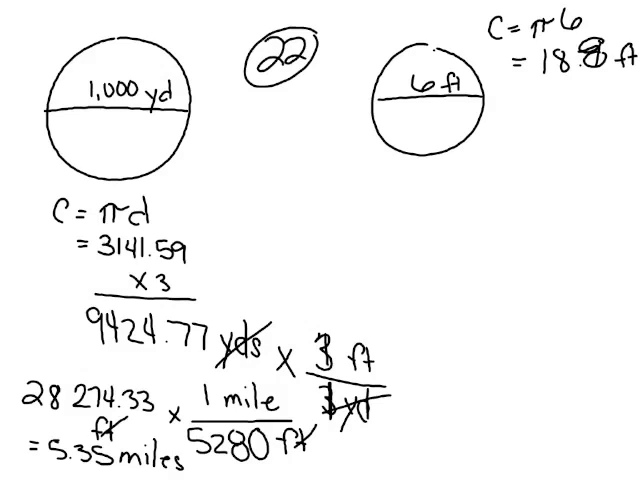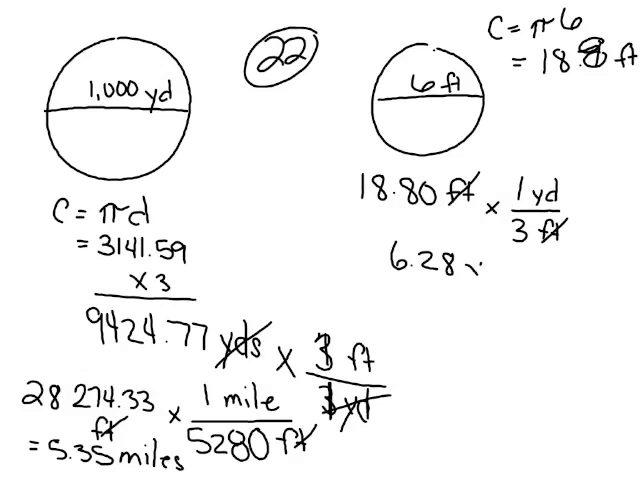And then what did it ask? Binding is $1.50 per yard. What do I need to do first? Convert 18.8 feet into yards. Okay, so how do I set it up? 1 yard over 3 feet. 1 yard is equal to 3 feet. Okay, feet cancel. How many yards do I have? 6.28 yards.